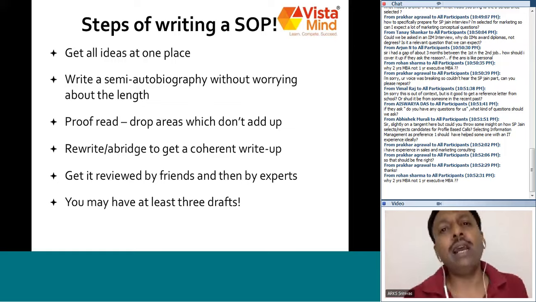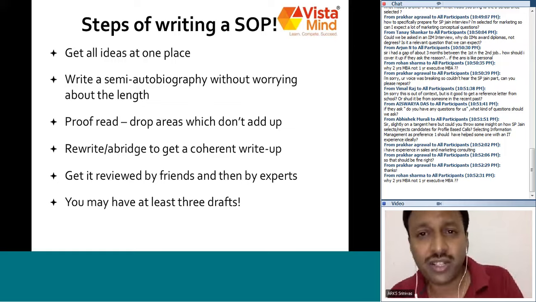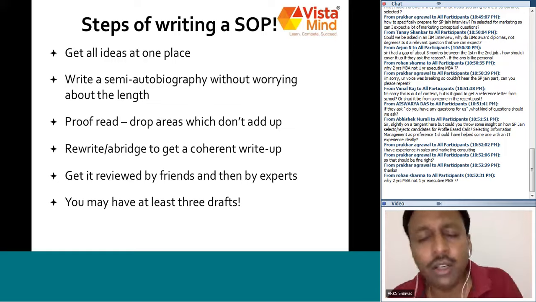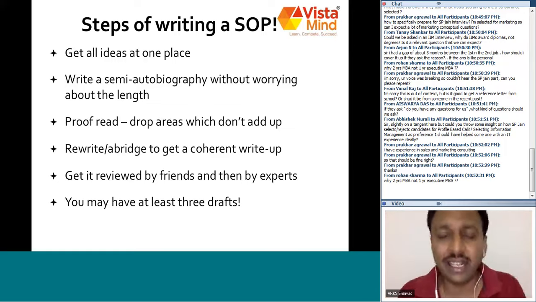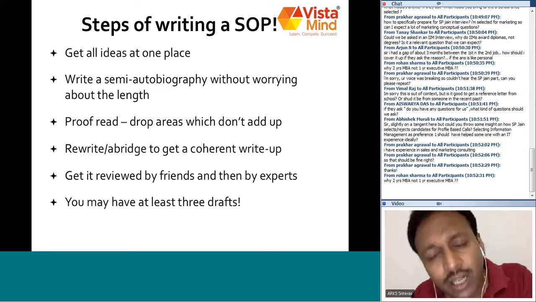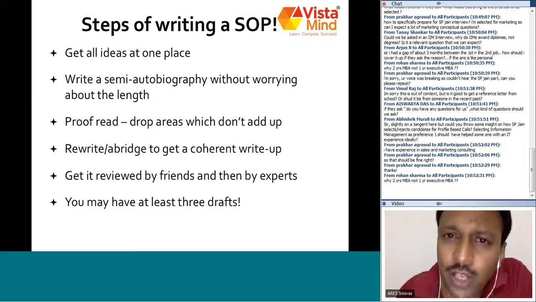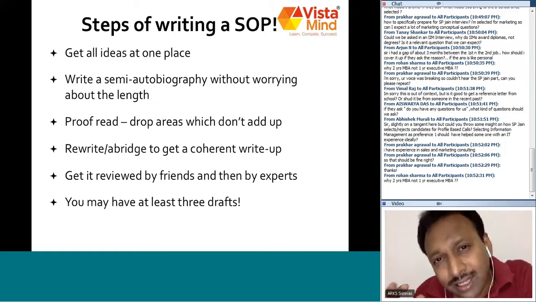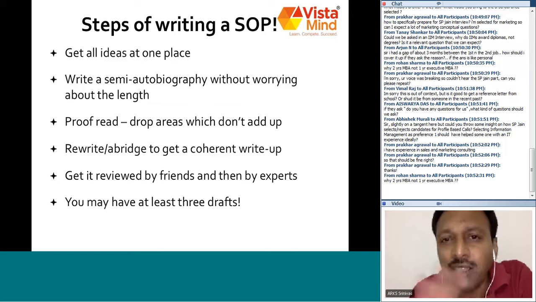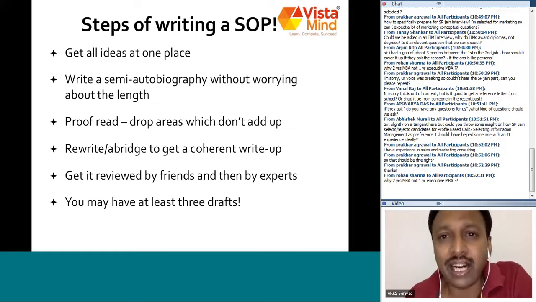In fact, lots of people think that, okay, SOP is only 100 words, so I should start writing only 100 words. Please don't do that. That's the wrong thing to do. First write 1000 words. Then we can reduce it to 100 words by precis writing. Once you get all the ideas in place and a semi-autobiography of 1,200-1,500 words, then you will start removing and proofreading, so you drop all the areas which are not relevant or do not show a path to an MBA. Anything which is irrelevant from the story of MBA. Then you rewrite and abridge to get a coherent write-up.